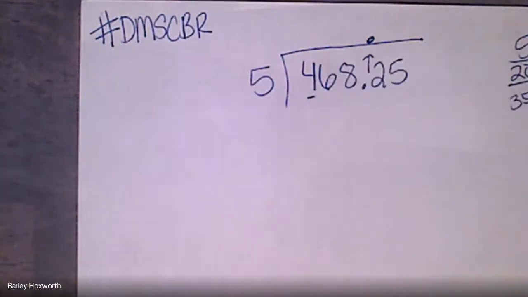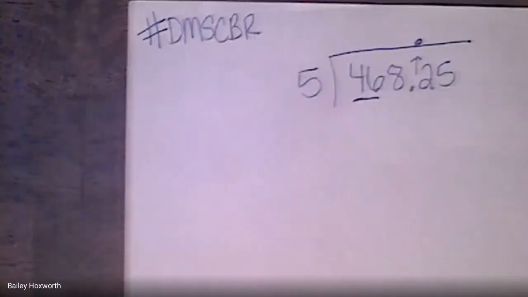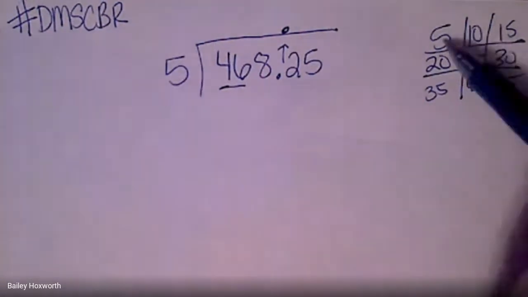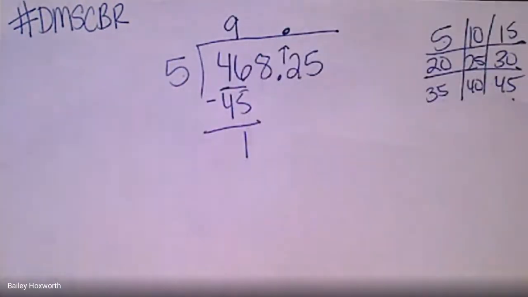All right, starting. Can 4 be divided by 5? No, 4 cannot be divided by 5 because 4 is smaller than 5. So I'm going to move out to 46. How many times can 46 be divided by 5? 10, 15, 20, 25, 30, 35, 40, 45. After 45 would be 50. 50 is too big, so it can only go in there 9 times. 9 times 5 is 45, and when I subtract it, I'm left with 1. My next step is to bring down. I'm bringing down the 8.